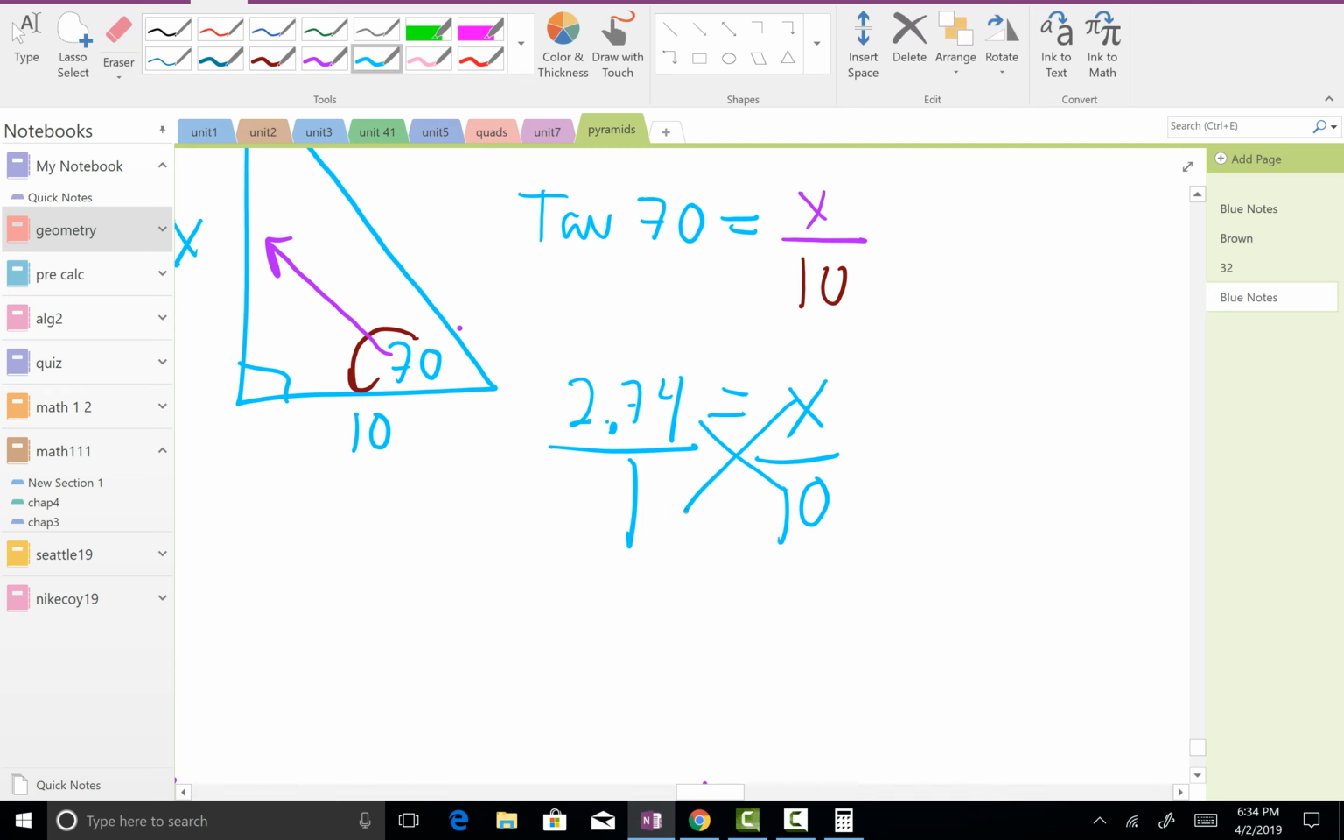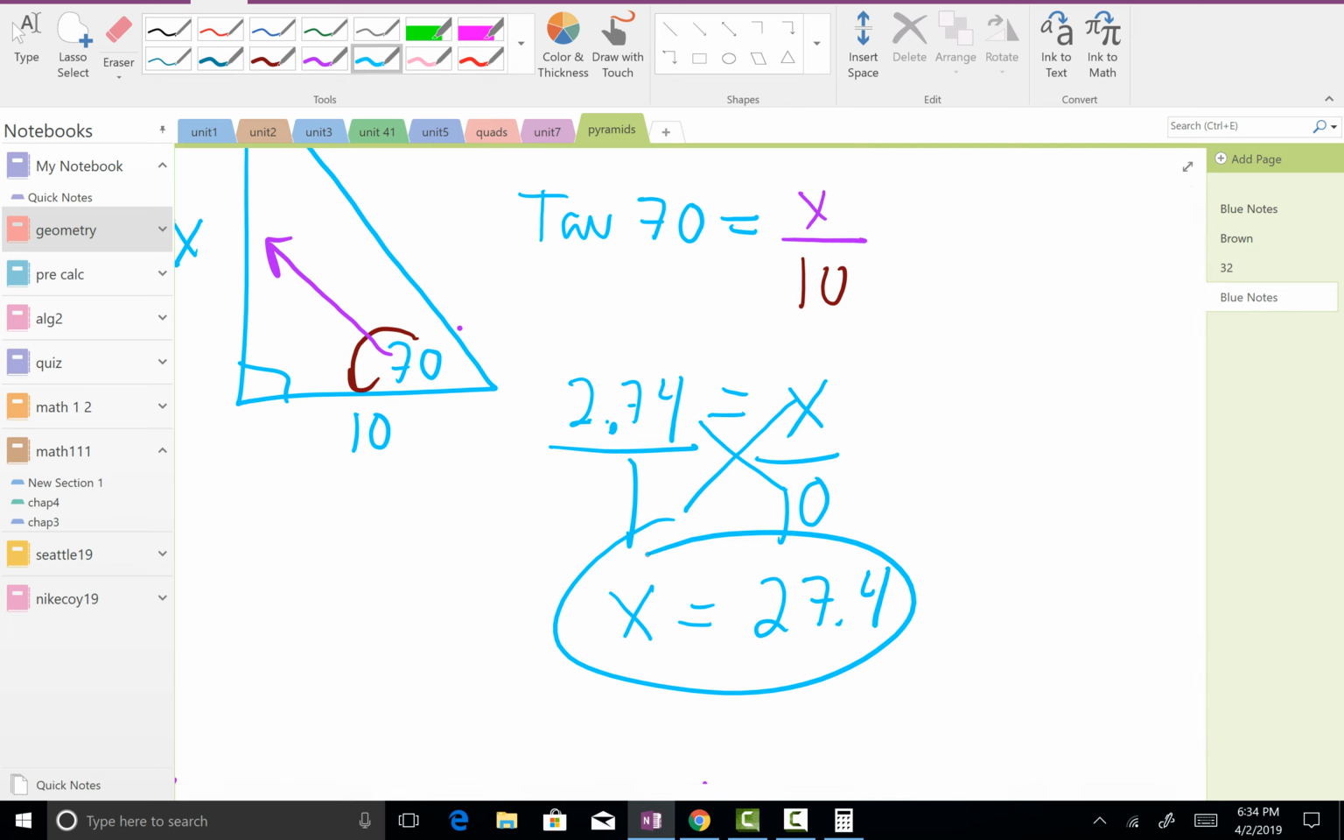Now I'm going to cross multiply. X equals 27.4. There's my value. That's how we do tangent. So what I'm going to do on Friday with you is do a couple more tangent examples, and then we'll do some problems.